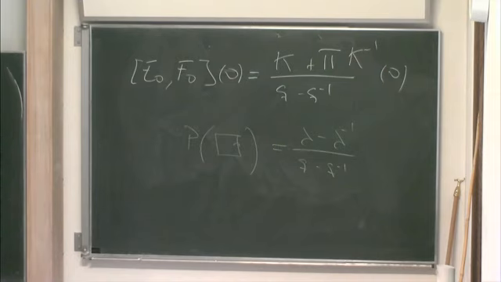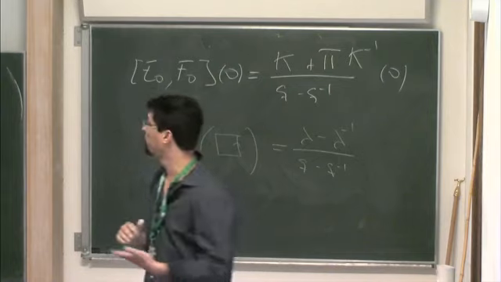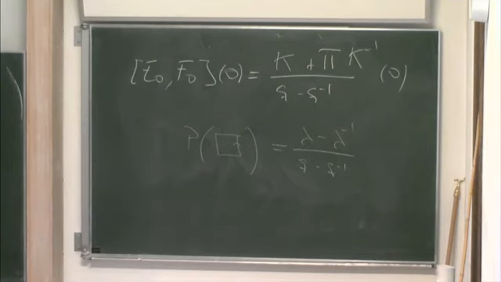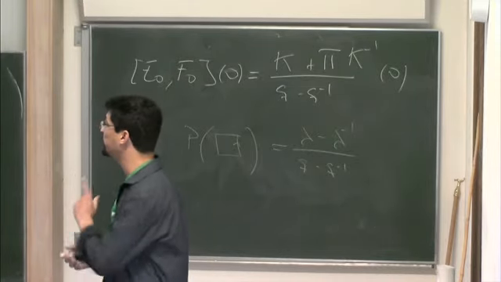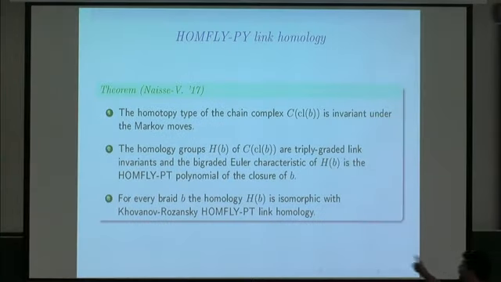And moreover, we can prove that these triply graded groups are isomorphic to Khovanov-Rozansky's triply graded link homology. So this is a weak isomorphism, I have to say. So we know that the bigraded dimensions are the same. Well, the triply graded dimensions are the same. We don't have a functor between the two constructions. It's sort of what we could do.